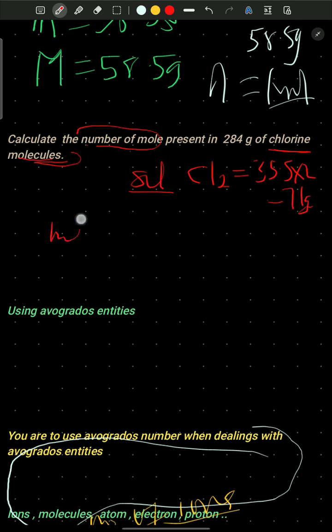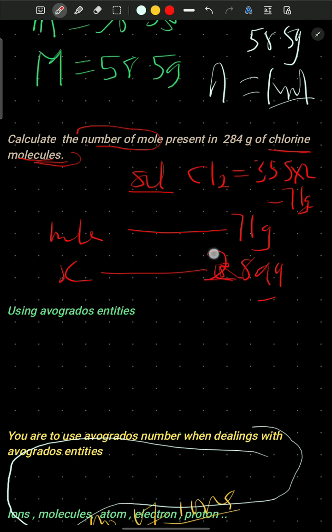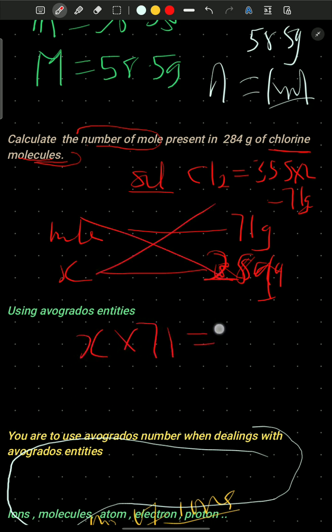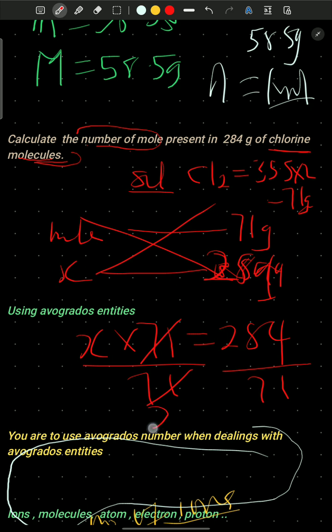So we know that 1 mole of chlorine molecule contains 71 gram. But we don't know the mole that will give us 284 gram. So you cross multiply. It will be x times 71 is equal to 284 times 1. So you divide both sides by 71, and our x will be 284 divided by 71, which you can then calculate. I hope that area is clear to you.